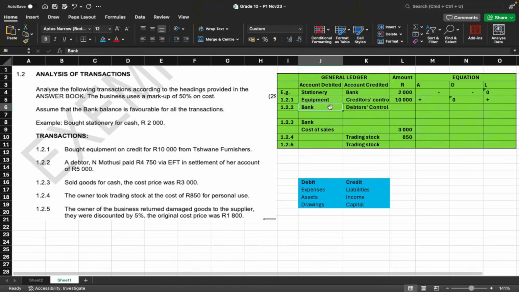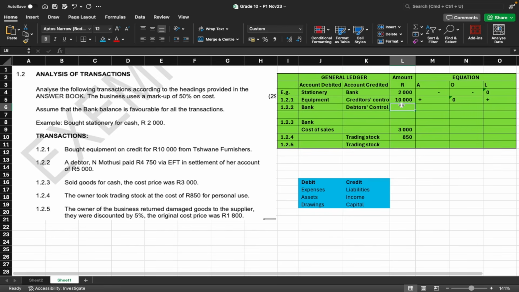We've got bank, which is an asset. It's going up because money is coming in, 4,750 rand, and then we've got on the credit side another asset that is going down. Debtors control is going down. So here's what I'm going to say. Whenever your debtor pays you money, you will always debit your bank because money is coming in, and you will always credit your debtors control because you're reducing the amount of money that you are owed by your debtors.